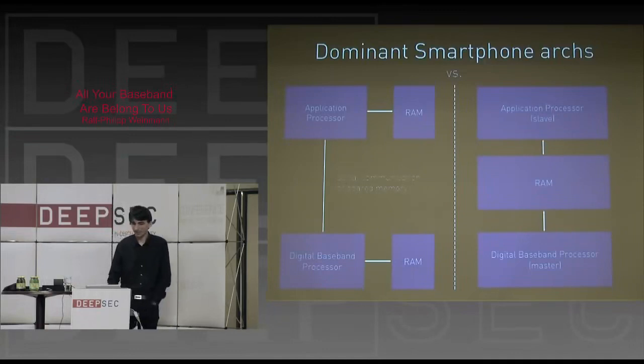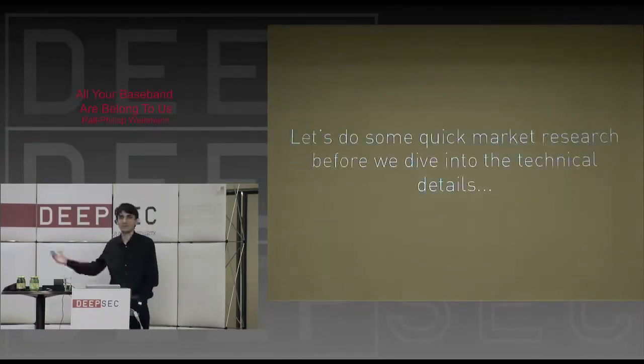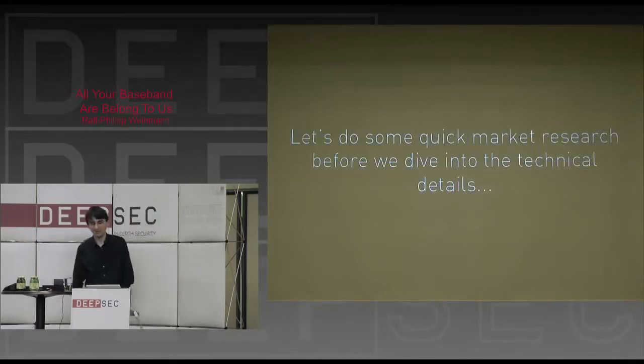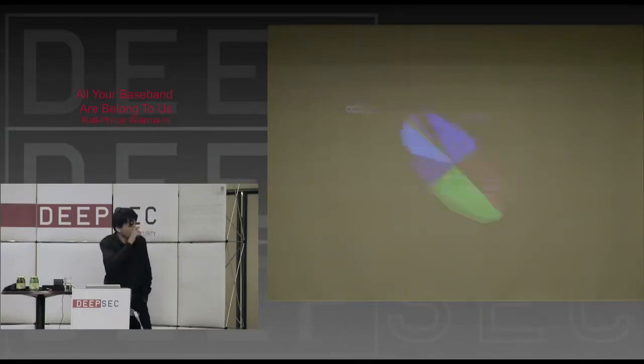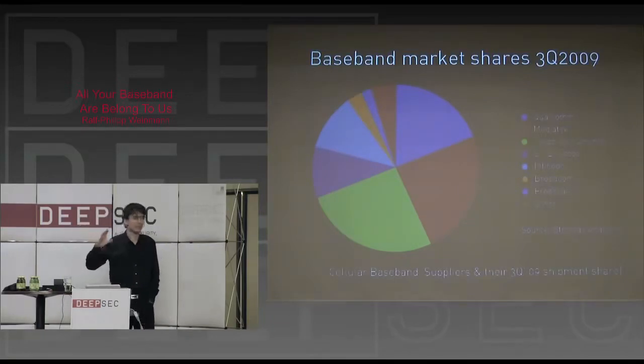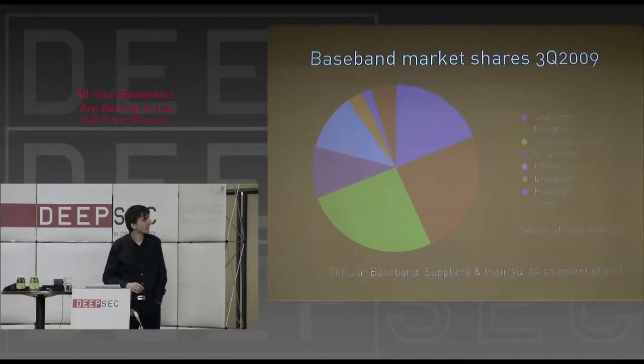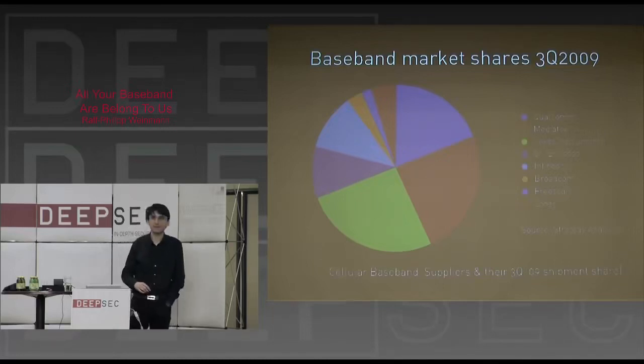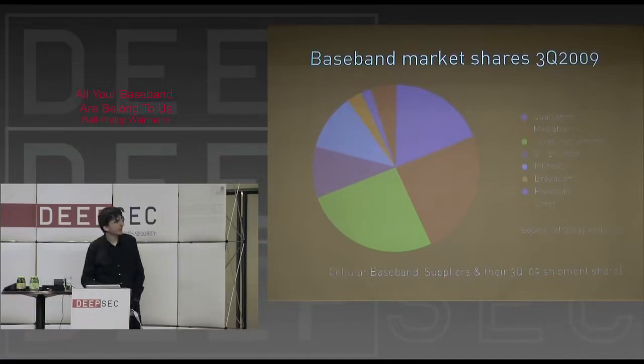But before you do something like this, you got to do some market research, right? So you got to know who you attack. The market research I did last year was, not sure how good this is. These were the shipment shares for the third quarter of 2009. This is the overall shipment share, not for smartphones, but for all of the phones. And you see that Qualcomm and MediaTek are the two big players together with Texas Instruments. And ST Ericsson and Infineon are good as well.